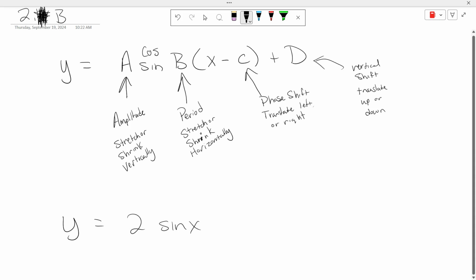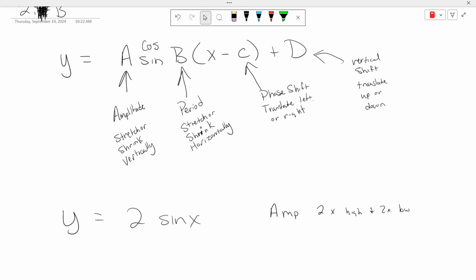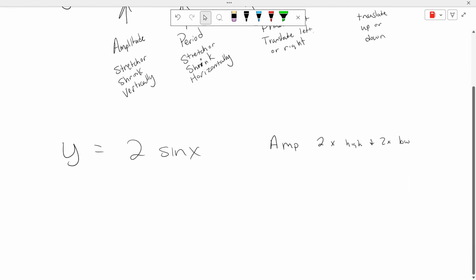If y equals 2 sine of x, what does that affect? Does it affect the amplitude? Yes. The amplitude is 2 times as high and 2 times as low. Okay? Does it affect the period? No. Does it affect the phase shift? No. Does it affect the vertical shift? No. So it's just the amplitude, making it twice as high, twice as low.